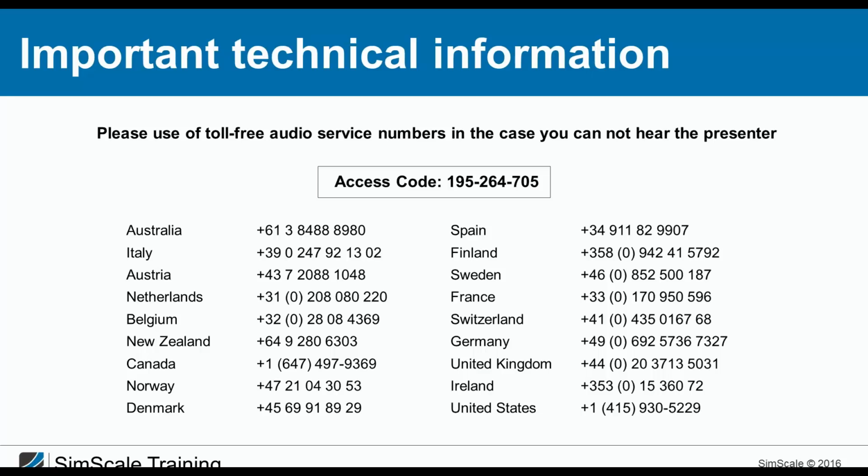Just in case something should happen during this webinar, for example the audio connection drops, you can leave and re-enter the webinar. Or if you cannot solve it this way, you can also use our toll-free audio service numbers, which you will find on this slide. So in case you live in Switzerland and would like to join the session via phone, you can just dial this toll-free number, enter this access code 195.264.705, and you will be able to listen to the audio stream via your phone.